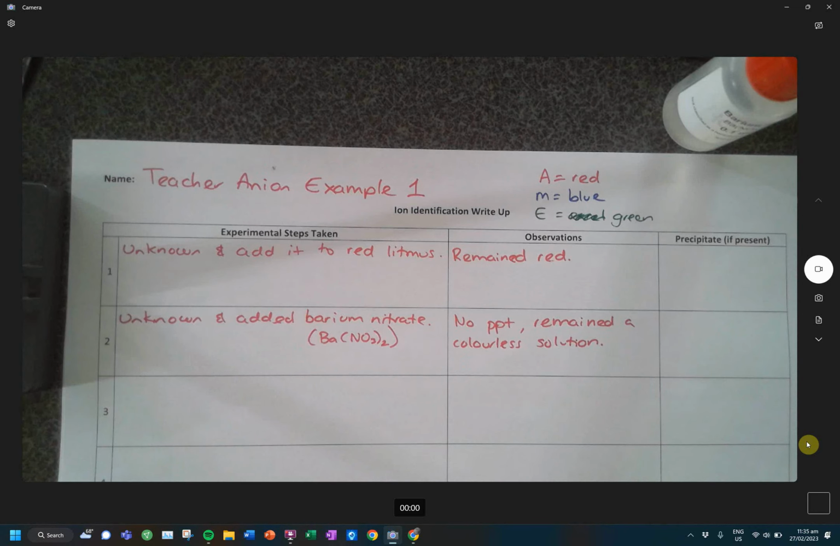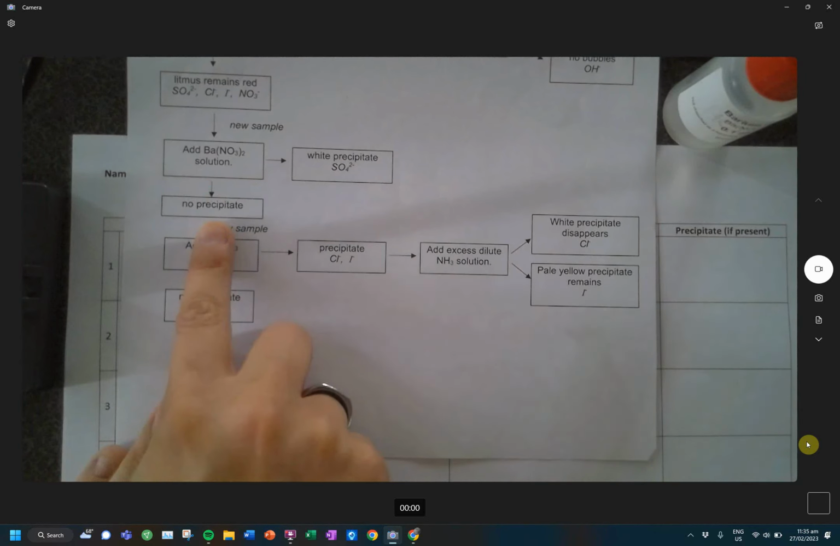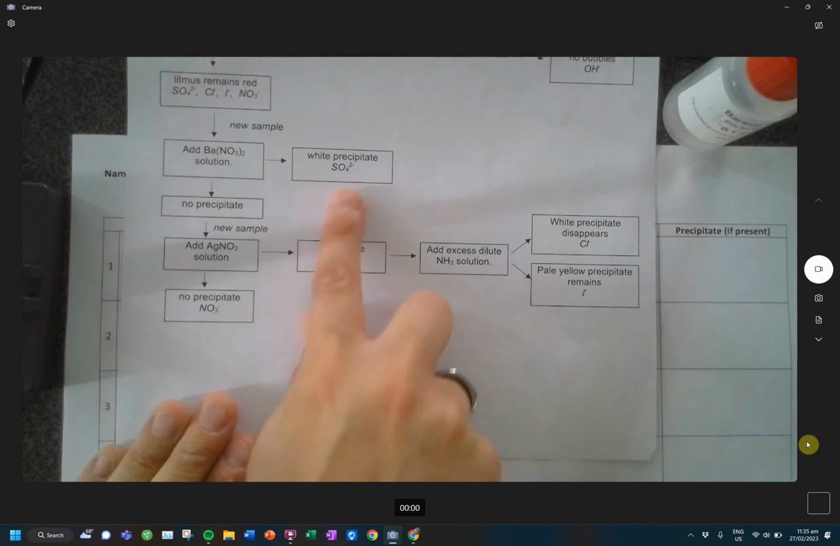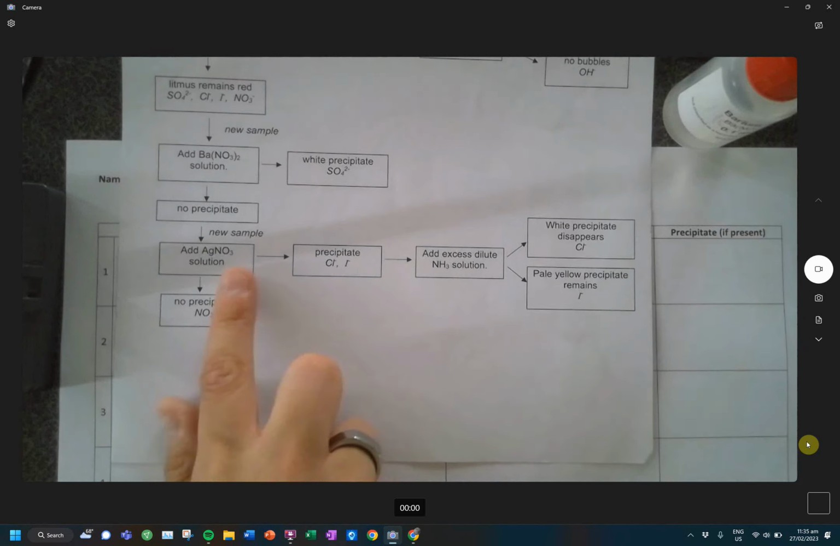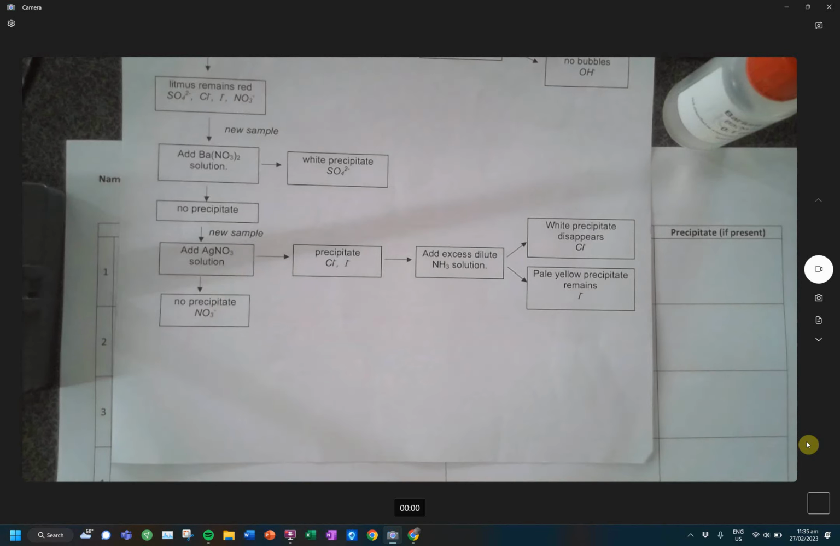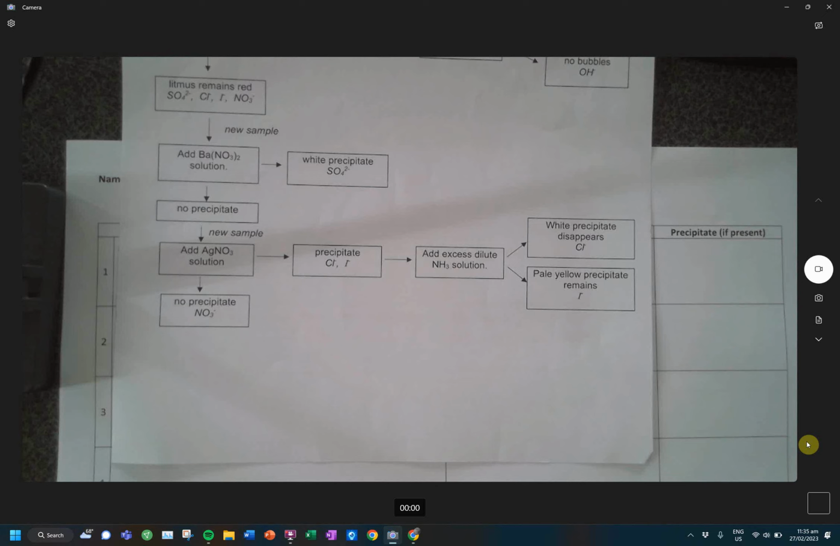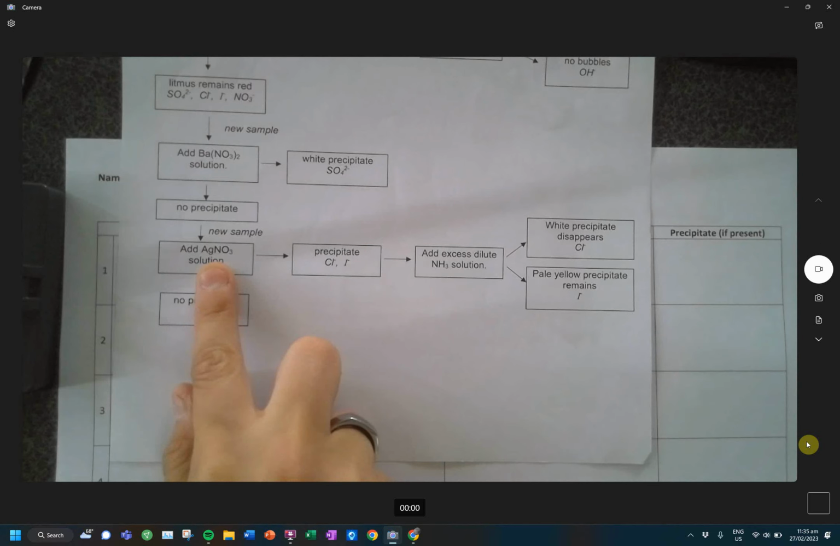All right, do we know what it is yet? No, gotta keep going. So again, we look at our flow chart. If there was no precipitate, I go down this way. I basically ruled out sulfate as one of my options. I need to get, again, a new sample. So that means a new test tube. And with that new test tube, I will put my unknown solution in there. And I'm going to put silver nitrate in there instead.